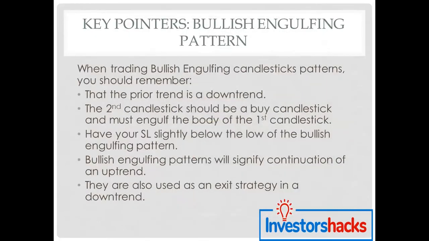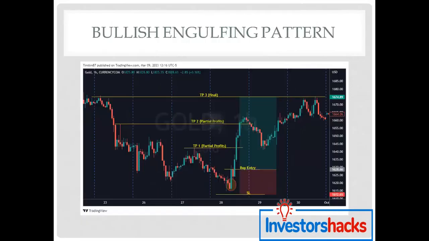So there are key pointers that you need to understand when you're trading the bullish engulfing pattern. Number one, you need to remember that the prior trend should be a downtrend. Like we have seen, the prior trend is the trend before the candlesticks happen. So this should be a downtrend, and as you can see here, it's a downtrend.